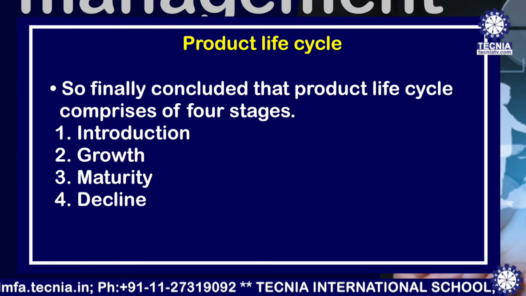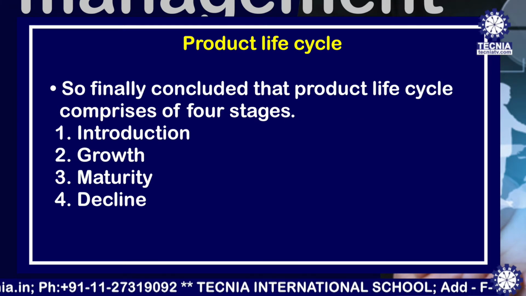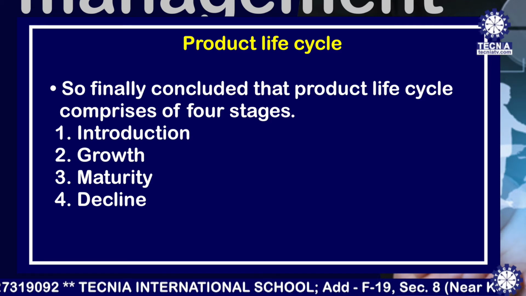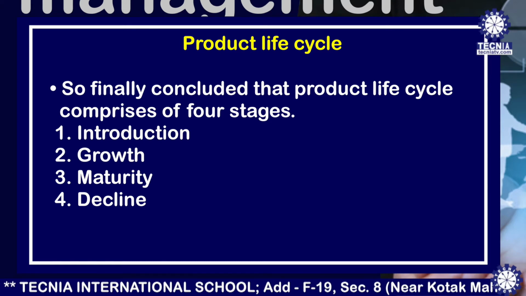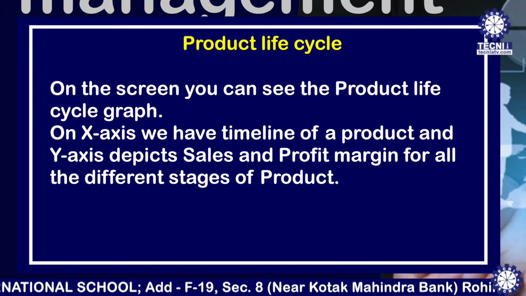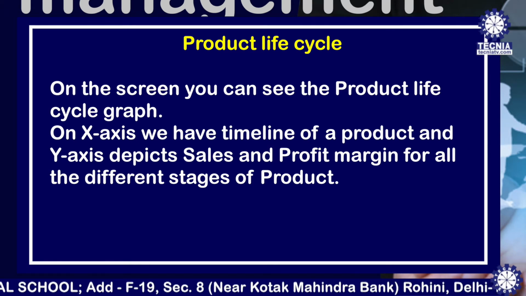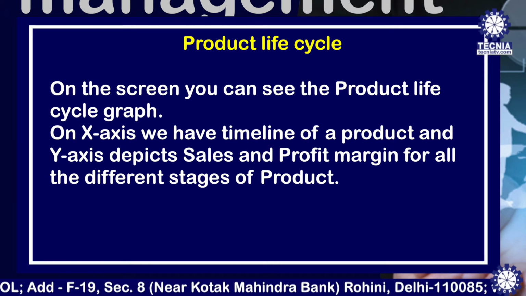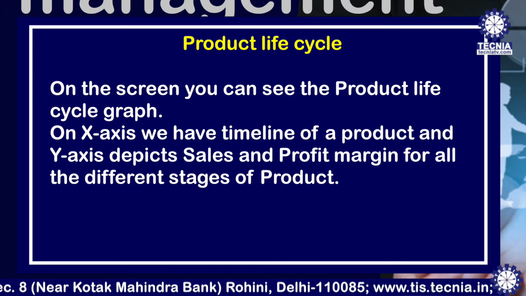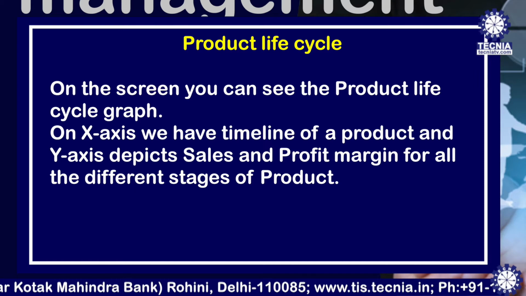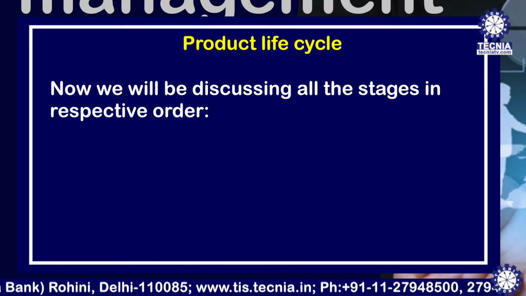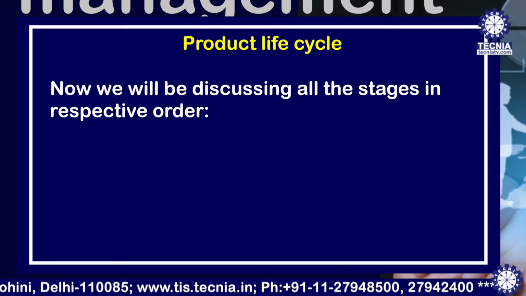So, finally concluded that product life cycle comprises of 4 stages. Number 1, introduction. Number 2, growth. Number 3, maturity. Number 4, decline. On the screen, you can see the product life cycle graph. On the x-axis, we have the timeline of a product, and on the y-axis, we have depicted sales and profit margin for all the different stages of the product. Now, we will be discussing all these stages in respective order.